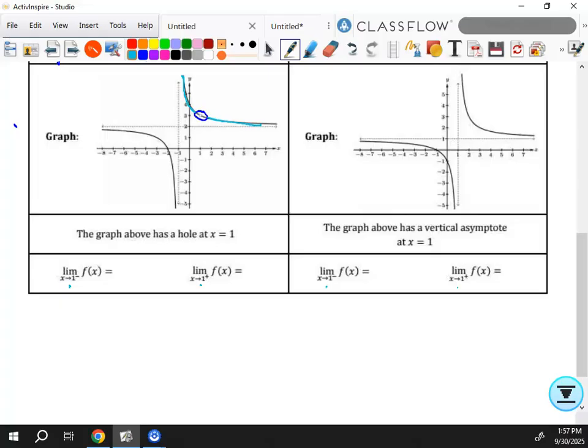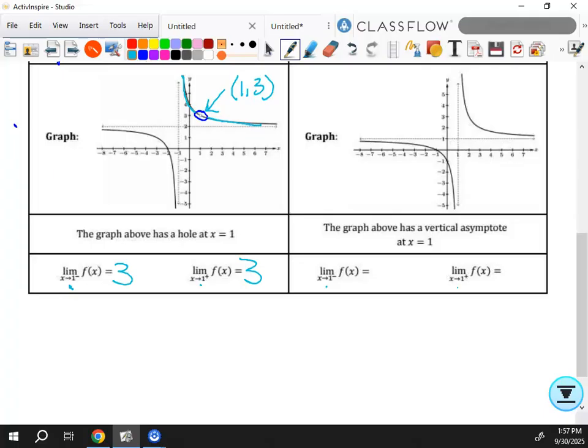As we're both approaching 1, our limit is what? 3. It's the y value. Good. This is the x value. This is the y value. So even though we're coming at it from different directions, because the hole is at (1, 3), as we approach 1, our limit is 3. Okay? Does that make sense? It's the y value. So if what you are approaching is a hole, your limit is the y value of the hole. Okay? We okay with that?